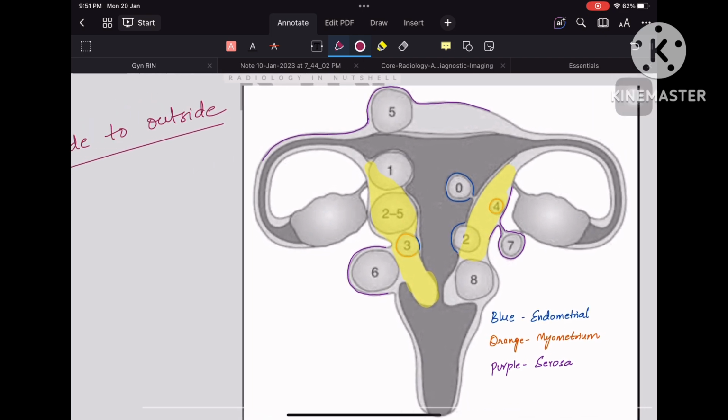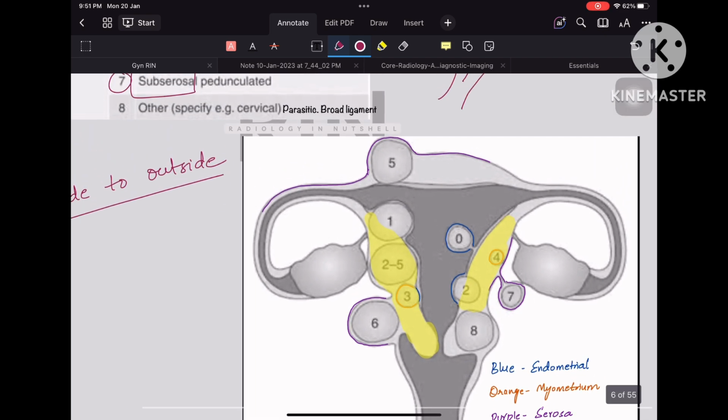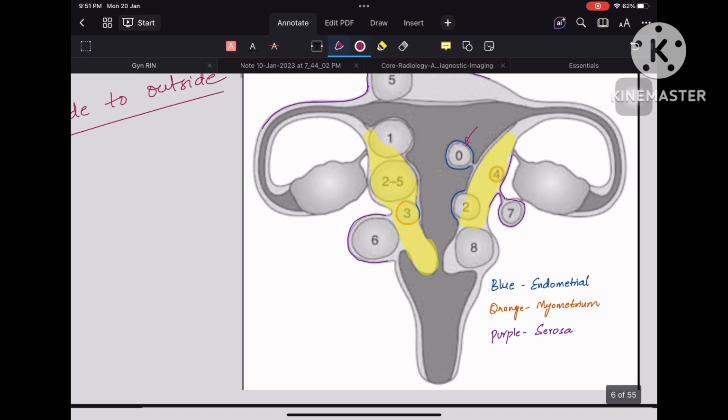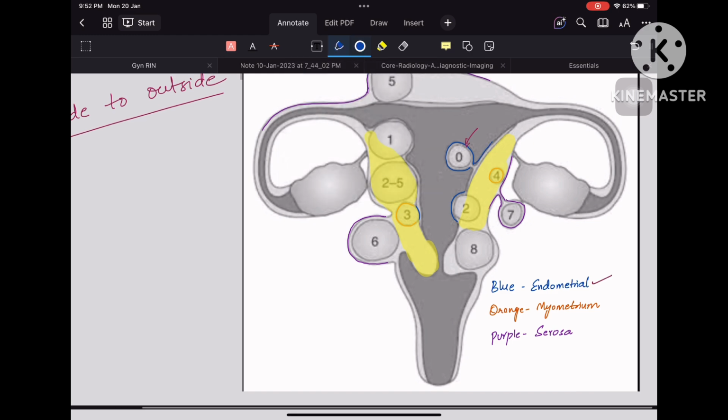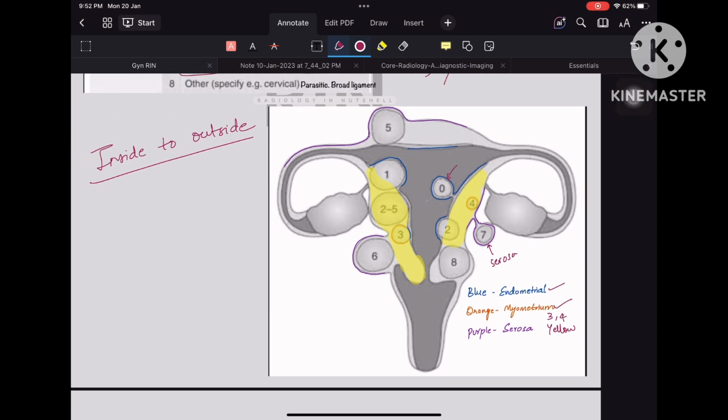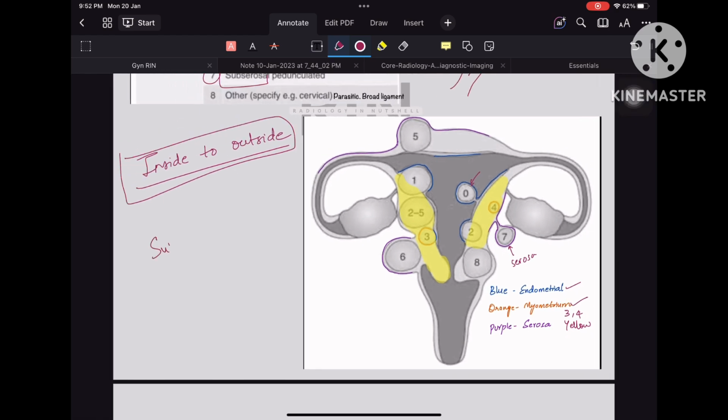When we look at this labeled diagram of the uterus with various fibroids, the one which is lined with the dark blue color is the endometrium. I am lining all the endometrium with the blue color in order to appreciate the submucosal fibroids. The second one is the orange color one, which is myometrium. The numbers 3 and 4 are the myometrial fibroids, and the one labeled in purple color is the serosa. And in this diagram, myometrium is shaded in yellow color for you. So from inside to outside, we have submucosal, intramural, and subserosal fibroid.